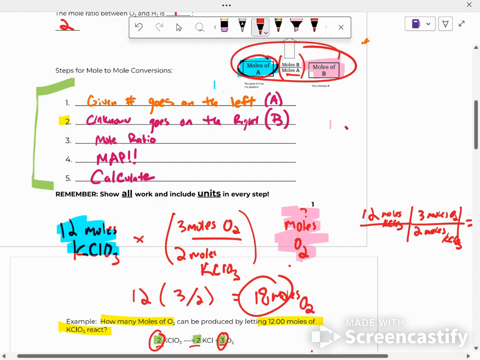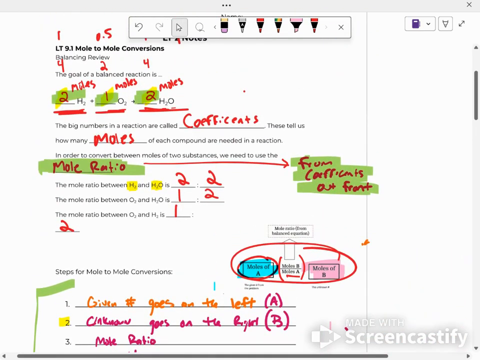So that's the gist of it. We'll do some more practice. We just want you to get down the steps and at least hear some of the definitions.